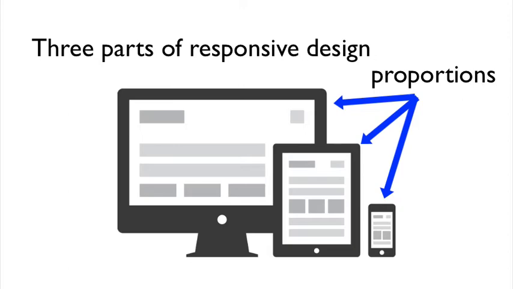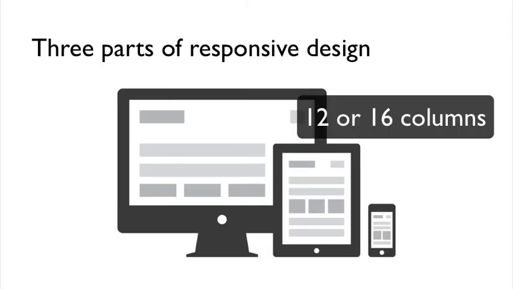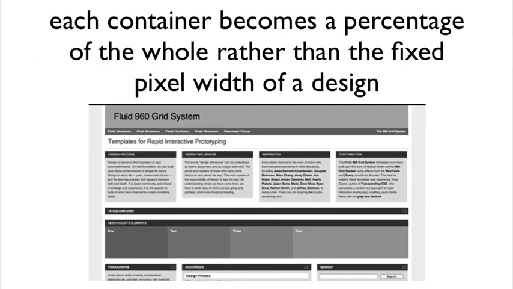In order to calculate proportions for each, you have to keep in mind the target, and we'll look at that as we go. Generally speaking, a typical size like a 960 pixel across grid will be divided up into 12 columns that can then be assigned different elements and different widths based on the viewport. So the first part of this, fluid grids: each container becomes a percentage of the whole rather than the fixed pixel width of a design.